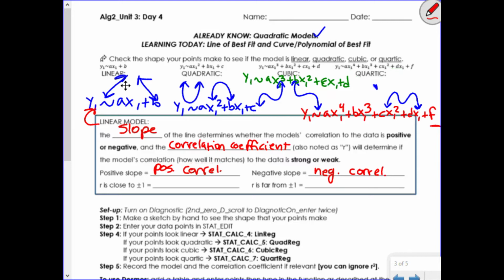If it has a strong correlation, that means that they line up really, really well. If it has a weak correlation, that means your points are really not working that well with the estimated line of best fit. So you have strong versus weak. If your R, your correlation coefficient, is really close to either positive 1 or negative 1, that is a strong correlation. I'm going to draw a little illustration for you in just a second. If it's far from negative 1 or positive 1, that means it's close to 0. That means it has a weak correlation.